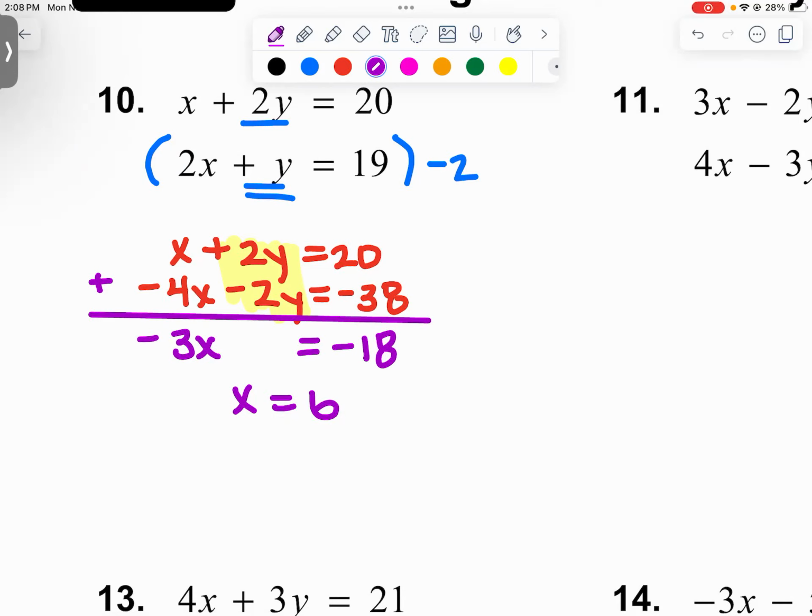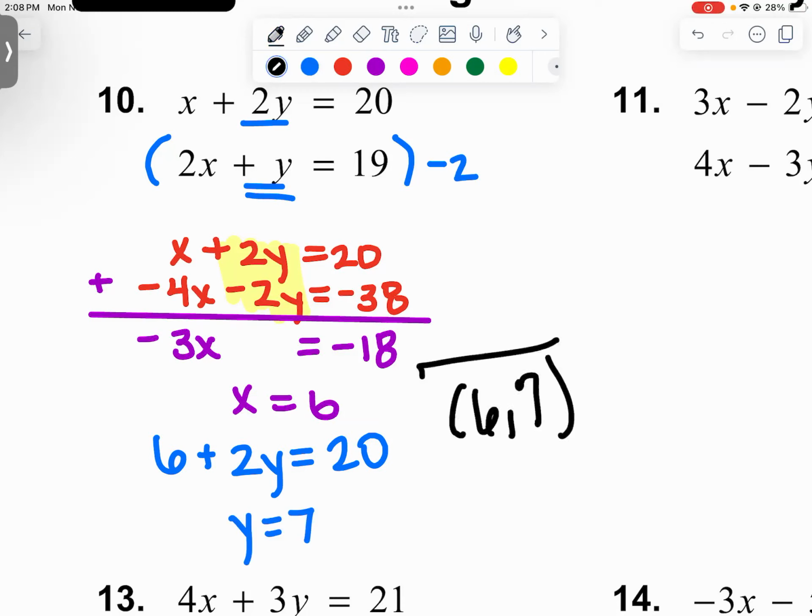There is one more step. What do we need to do, Harry? Find the y. Okay, which one do you want to use, Harry? The top one? Interesting choice. x plus 2y equals 20. You're saying y equals 7. I'm agreeing. So (6, 7) would be our coordinate of intersection.